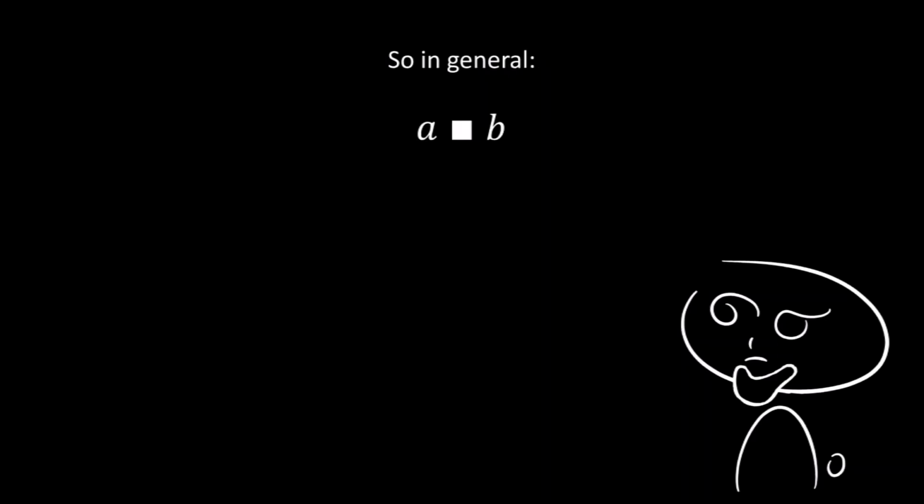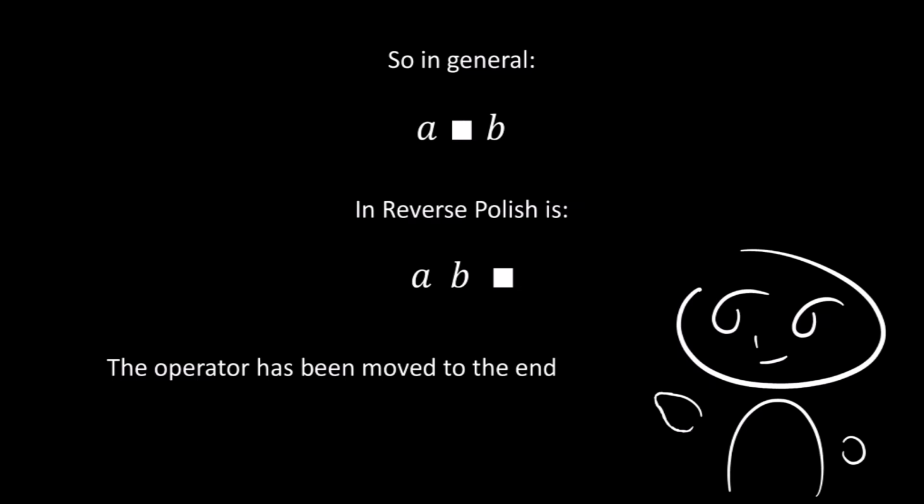So in general, if we have A followed by some operator followed by B, where some operator is represented by this white square, which could be any operator, in reverse Polish, this would be A followed by B followed by the operator. So what we've done is we've moved the operator to the end of the equation. Hence, reverse Polish is sometimes called postfix notation.